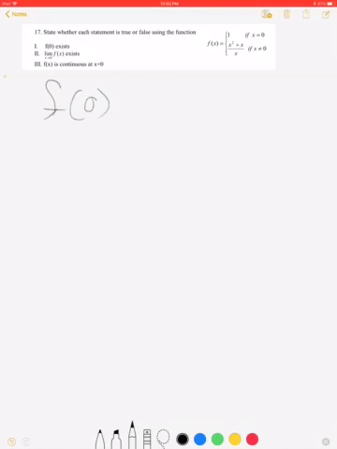Does f of 0 exist? Well, I can see that the function is 1 if x is 0. So yes, f of 0 does exist. Number 1 is true.